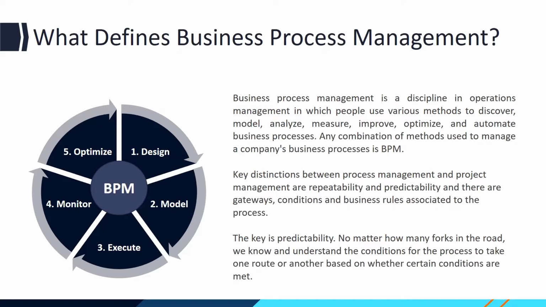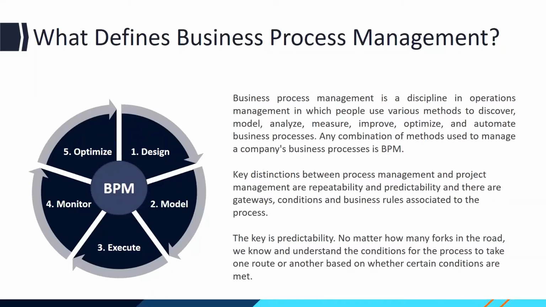Right, so let's just quickly discuss a little bit about what defines business process management. The definition for business process management is a discipline in operations management in which people use various methods to discover, model, analyze, measure, improve, optimize, and automate business processes. Any combination of methods used to manage a company's business processes is BPM.